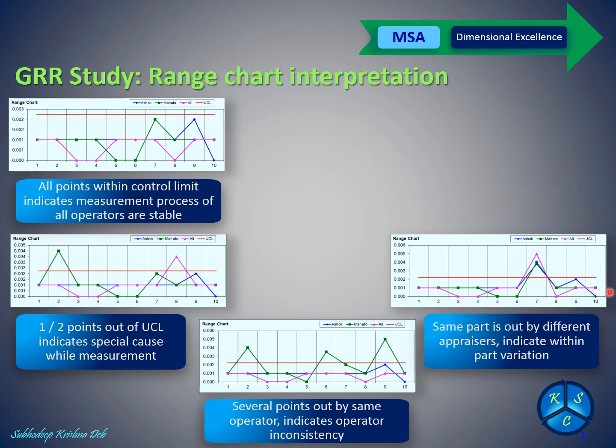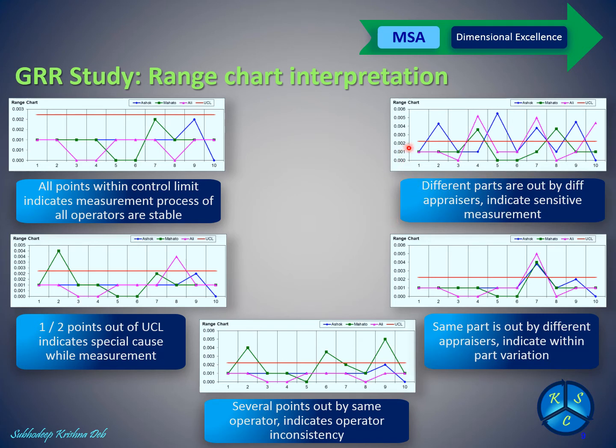Now this is another case wherein the reading ranges of only a single part, in this case the 7th part, are outside the control limit every time for all the appraisers. So this indicates there is a part variation. In that case we have to remove that part from the study and bring in another part to do the study. So this shows a high variation within the part.